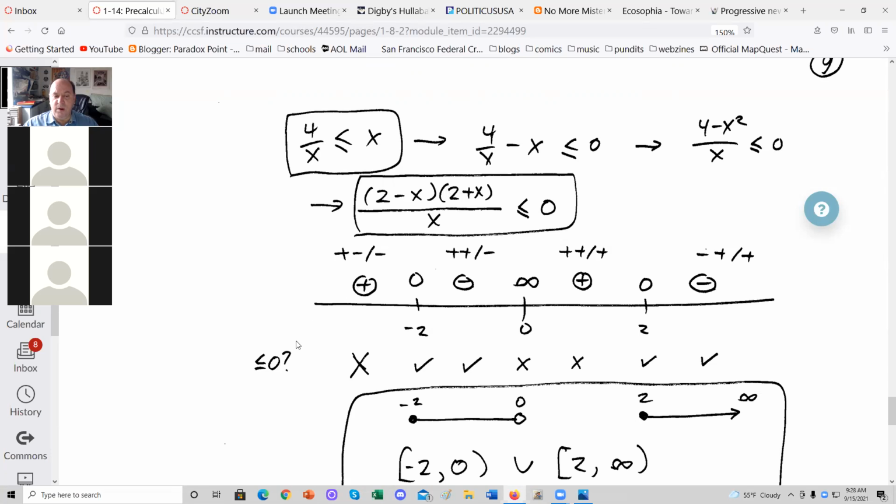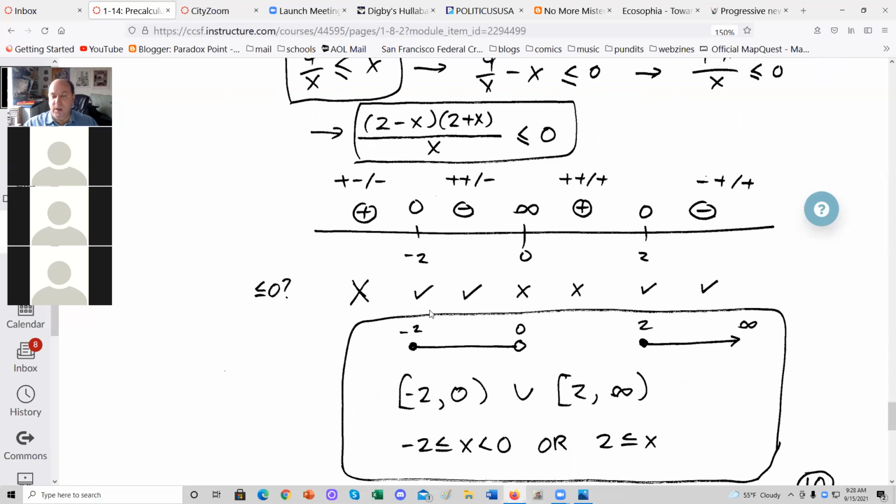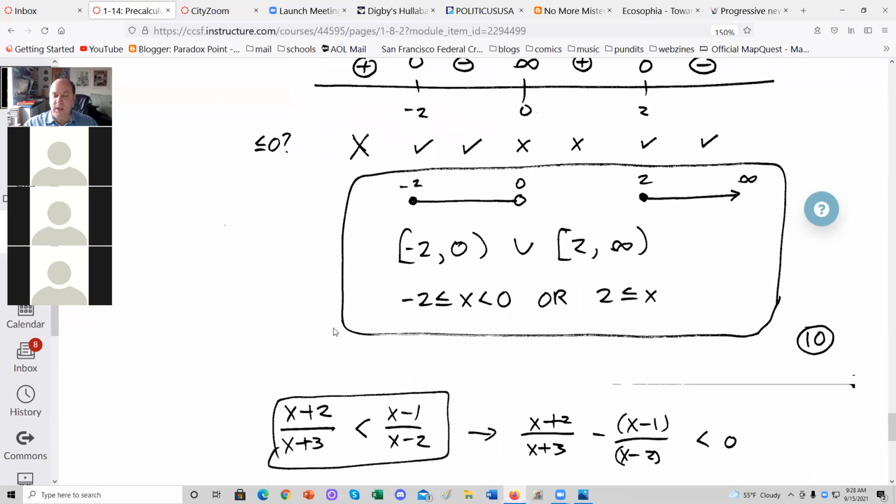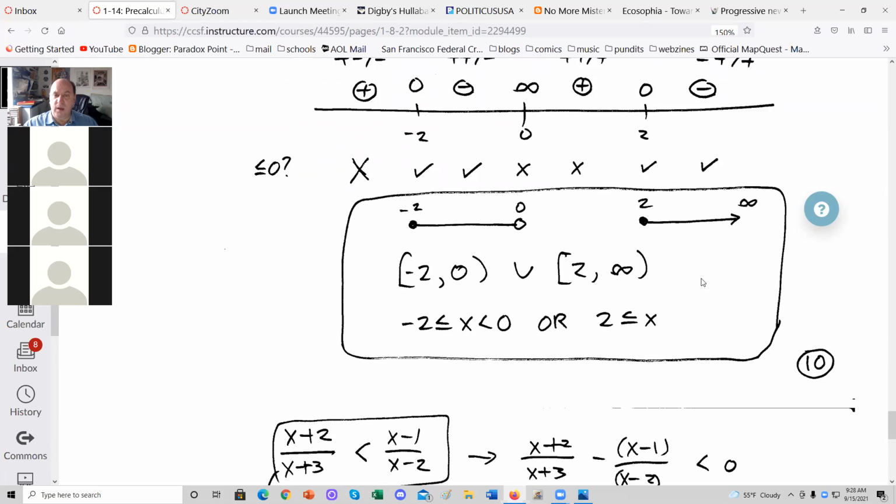Where is it less than or equal to 0? Not here where it's positive. Yes, here where it's 0. Yes, here where it's negative. No, here where it's infinite. No, here where it's positive. Yes, here where it's 0. And yes, here where it's negative. So going by the check marks, the graph is -2 inclusive to 0 excluded, union 2 included to infinity. So -2 to 0, union 2 to infinity. So -2 is less than or equal to x, less than 0, or 2 is less than or equal to x. This solves this.